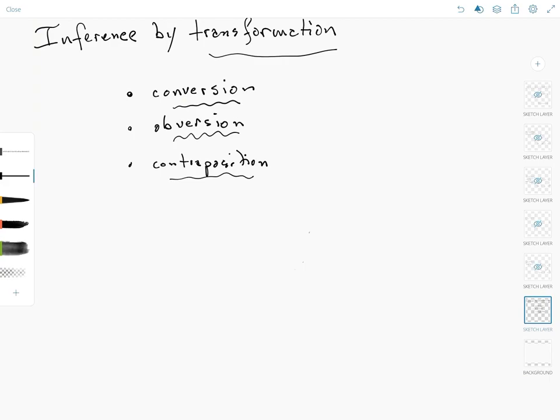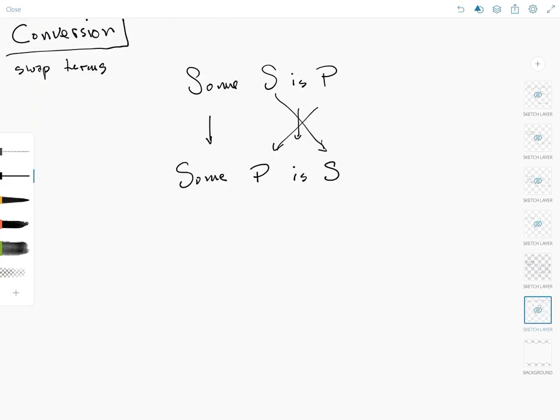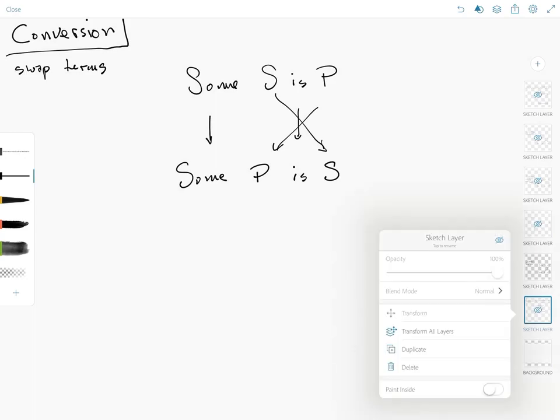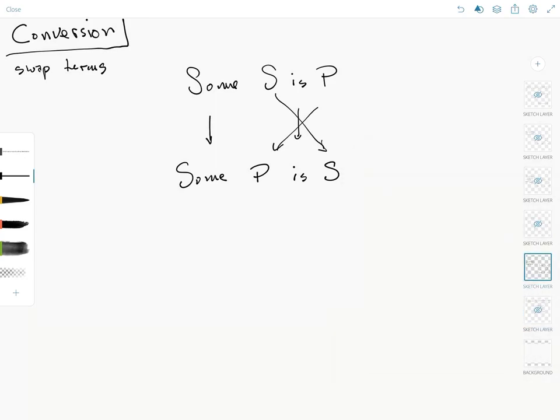Now that's all pretty opaque, so let's jump right on to the first example, and I think this will make a little bit more sense. So this is a standard form for an I proposition. The I is some S is P. The operation that we want to look at is conversion. So what do we do to perform this operation? Essentially, we swap the terms.